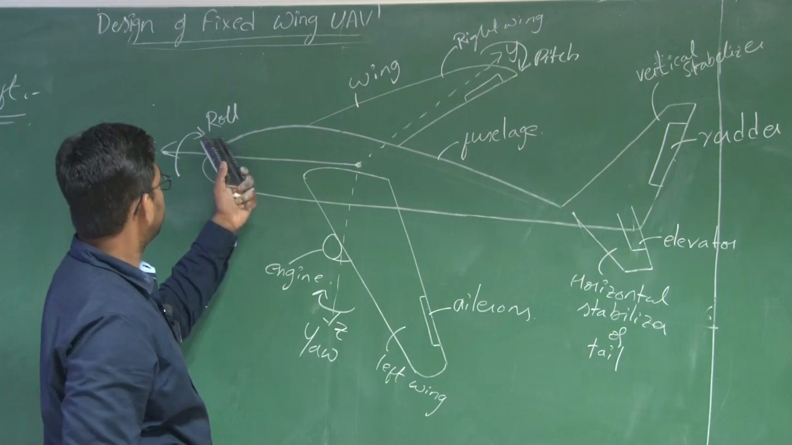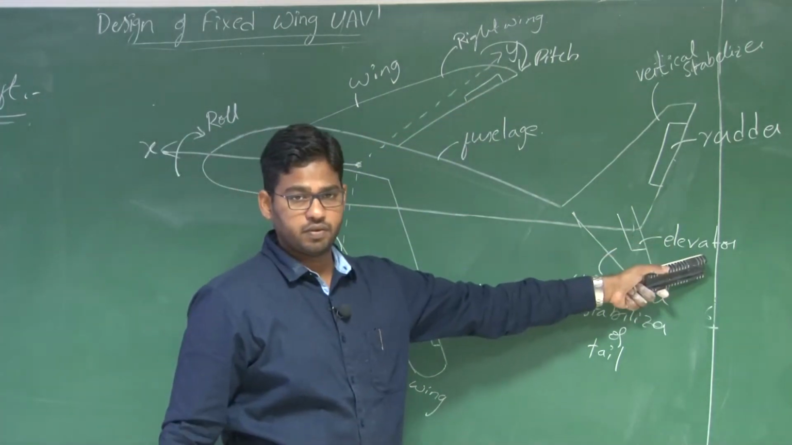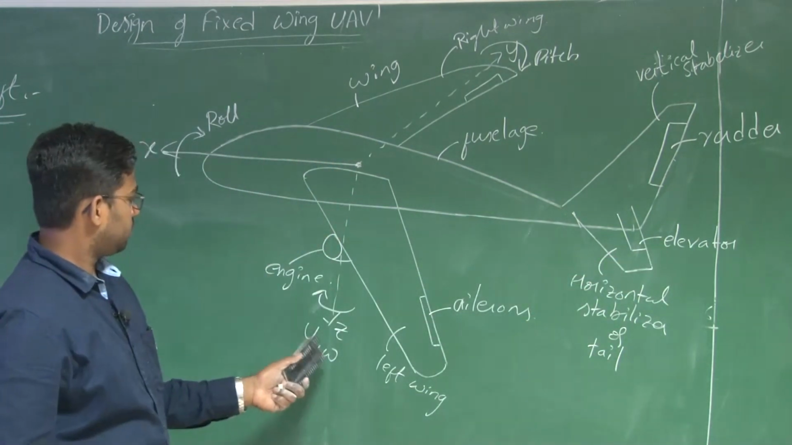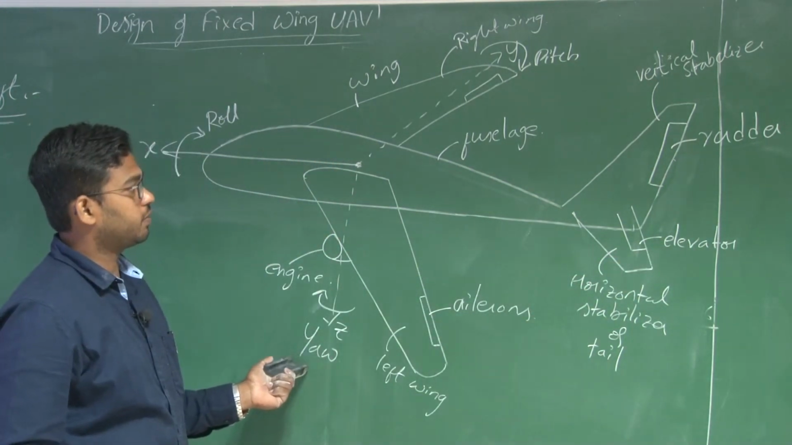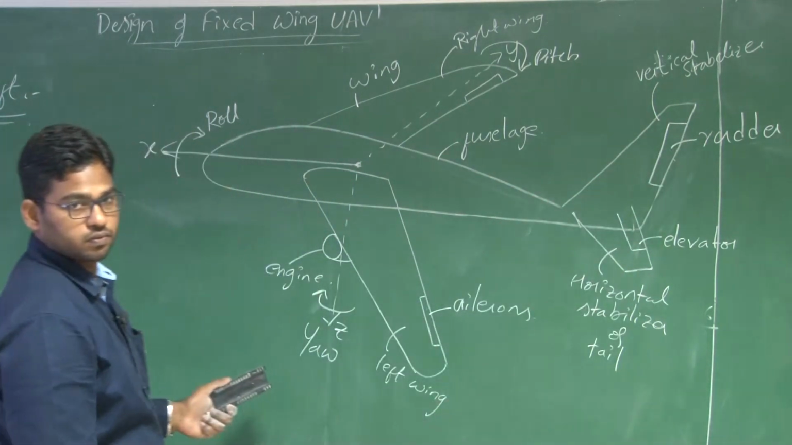Yeah. So pitch, rotation about y-axis, can be controlled by elevator. We'll see how we can do that at a later stage, right? At the same time, yaw can be obtained by means of rudder deflection, right?